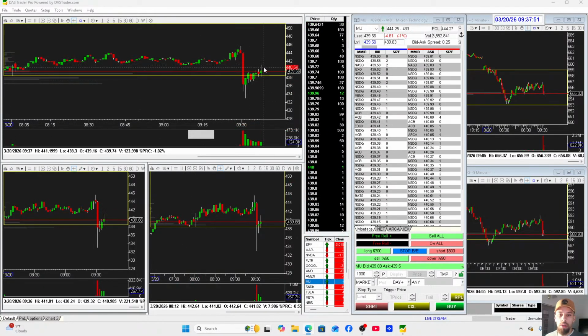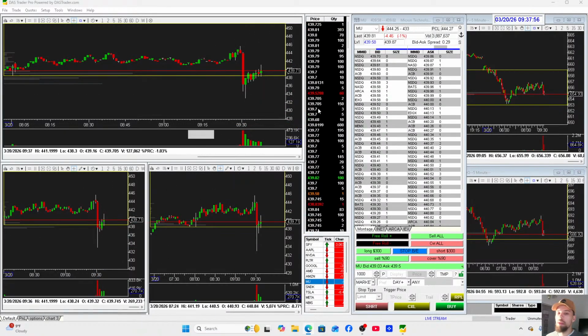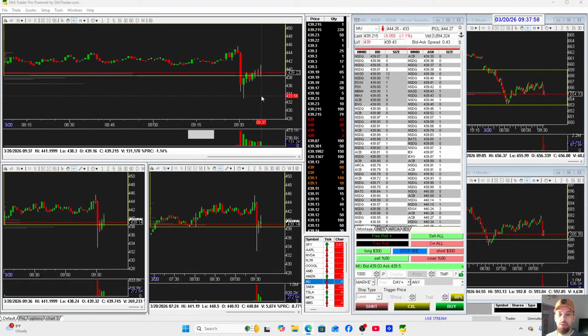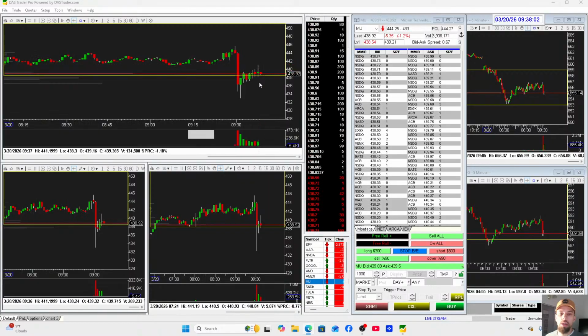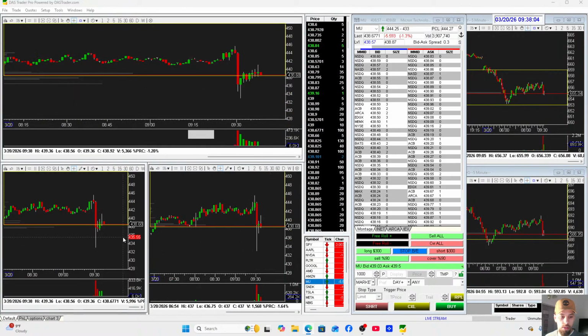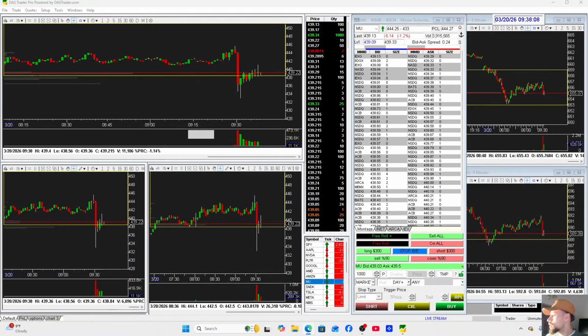Let's see, we're going to get a rejection candle here. That'd be interesting for a potential short, maybe. That's a nice candle. Volume's average.